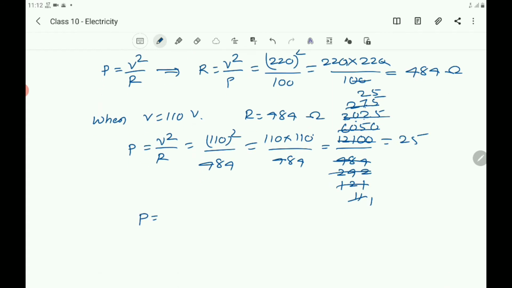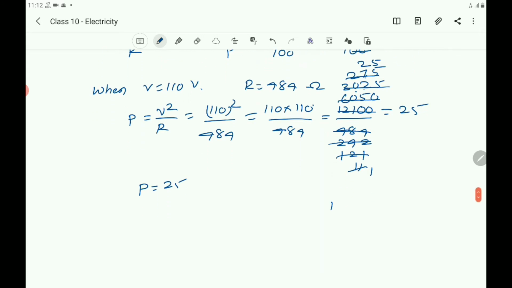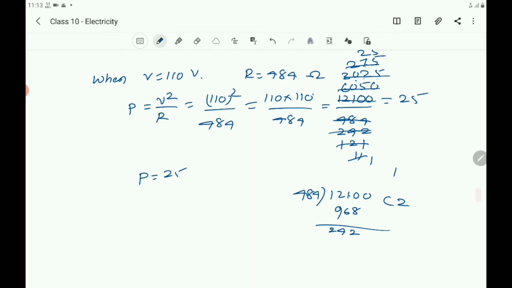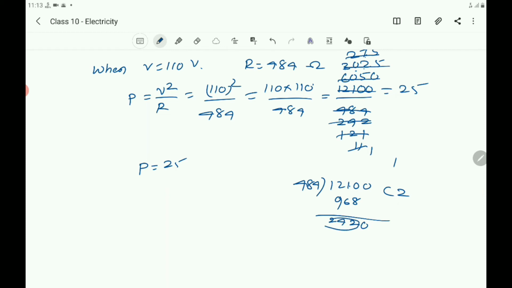Therefore here you got P equals 25. Otherwise here you can divide 12100 by 484. Then if you take this 2, you will get 484 into 2, 4 2s are 8, 8 2s are 16, 4 2s are 8, plus 9 here. Then 10 minus 2, and 10 minus 6 is 4, 11 minus 9 is 2, you will get 0. Then you know that it will become 484 5s are 2420, so you will get 25.